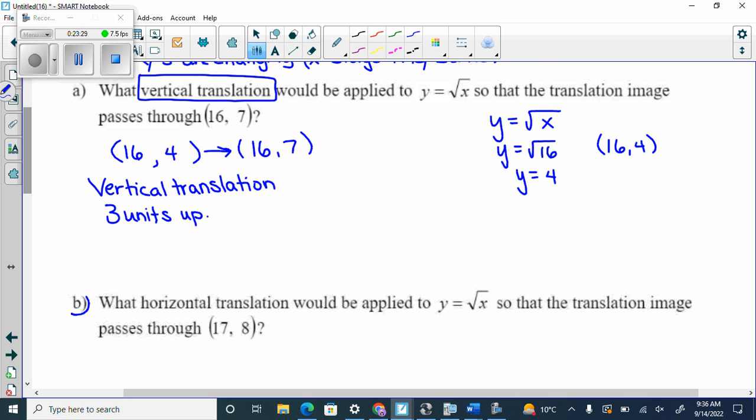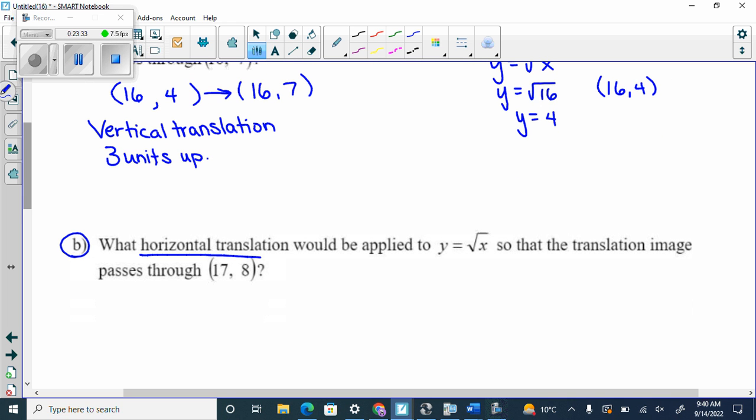You try B. This time it's a horizontal translation. If it's a horizontal translation, what stays the same? Y. Yes. So we have 17, 8. We know the y stays the same. How do I get the x? Plug it in. Good answer, guys. Great, thank you. Please answer a little quieter next time. Okay, so we have 8 equals root x. How do I get rid of the square root? Square it. Thank you.